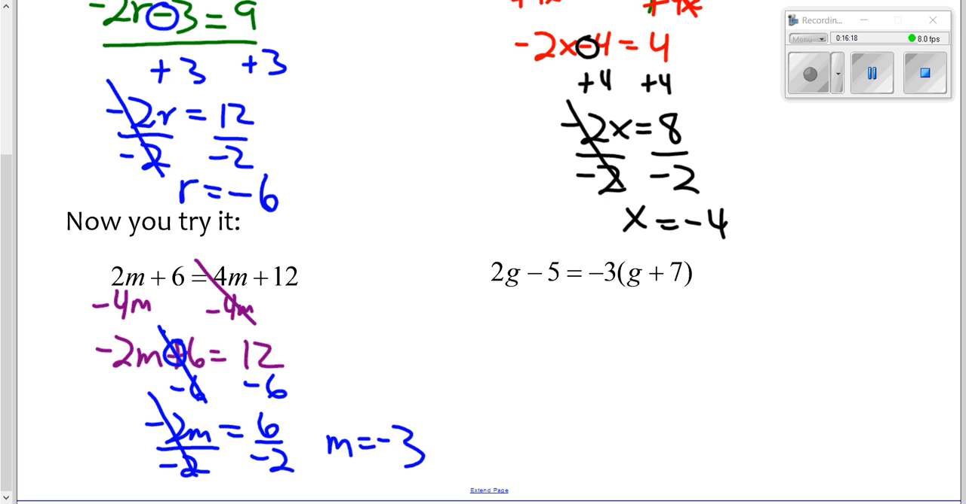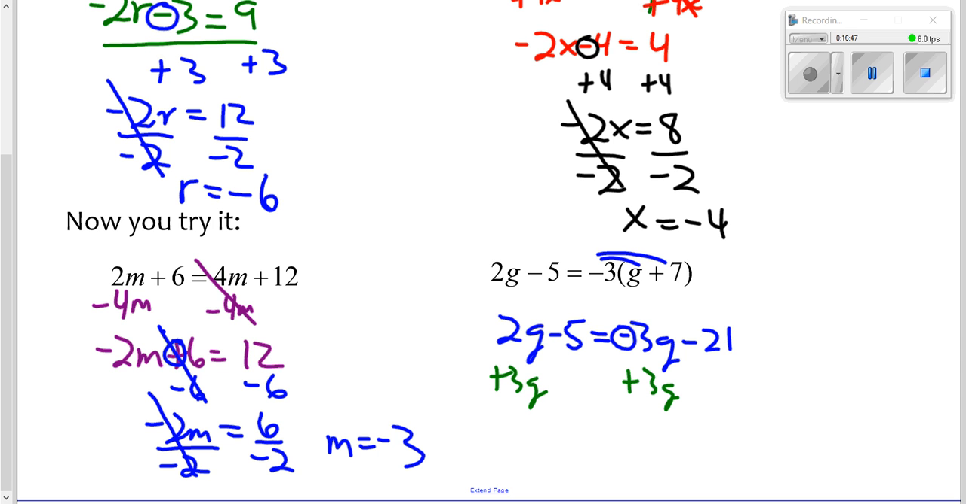Okay, so here on the left-hand side, I can't really do anything with it. There are no like terms, but I have to do this distribution. Negative 3 times g is negative 3g. Negative 3 times positive 7 is negative 21. Okay, so I want to move the g's to the left, so this is a subtraction sign. I'm going to go ahead and add 3g to both sides.